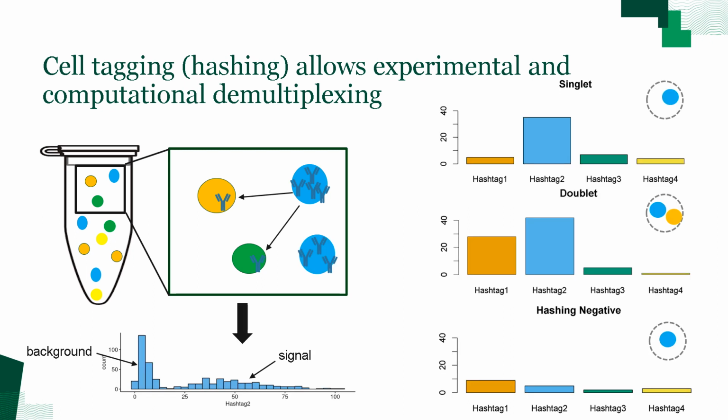And this gives us this bimodal distribution that we see here at the bottom left, where we have an upper signal distribution and a lower background distribution. Looking at the expression of the different hashtags on the different cell types, for a singlet, we'd expect to see strong expression in one of the groups, for example, the hashtag 2 group here at the top. For a doublet, we'd expect to see strong expression in 2 or more groups, as we see here for hashtags 1 and 2. However, we can also get a hashing negative. In this case, a cell has indeed been encapsulated in a droplet. However, for experimental or computational reasons, we're unable to assign it to a group due to its hashing quality.